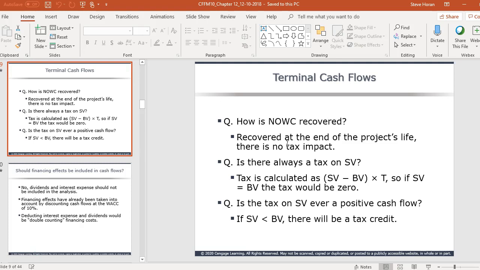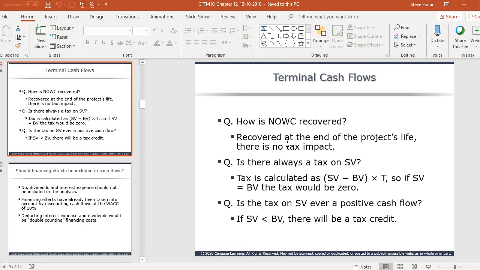Is there always a tax on salvage value? The answer is maybe. It depends. And we simply take salvage value minus book value, and that would be your capital gain, or potentially even a capital loss, and you multiply that by T, being the tax, of course. In this example, salvage value was 25, book value was 0, because we fully depreciated the equipment on the day we bought it. We were able to with the new tax law.